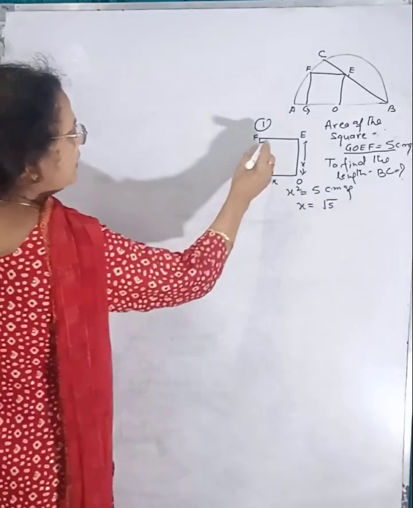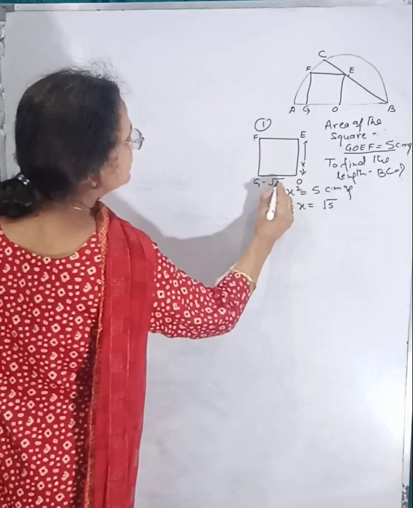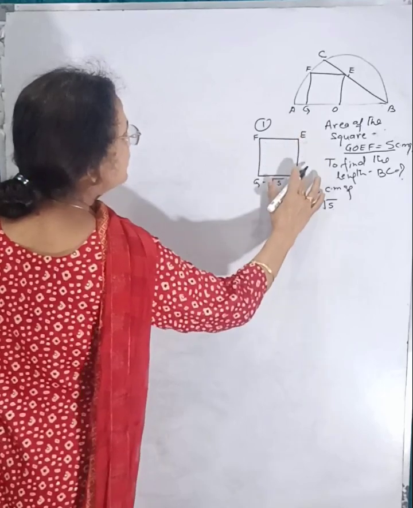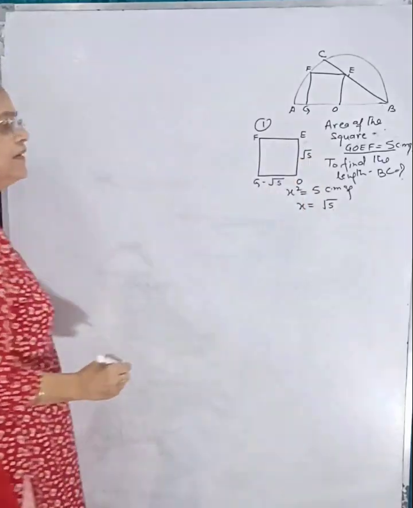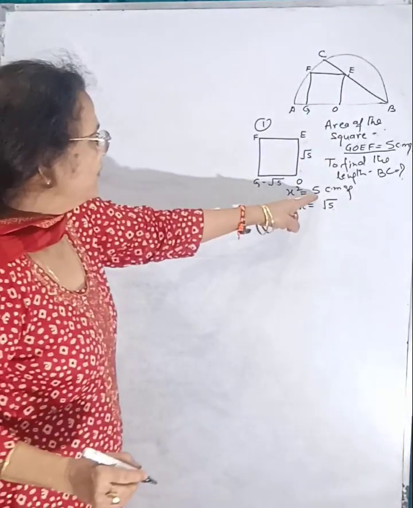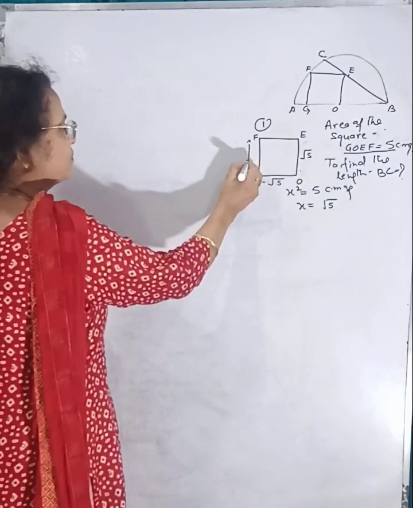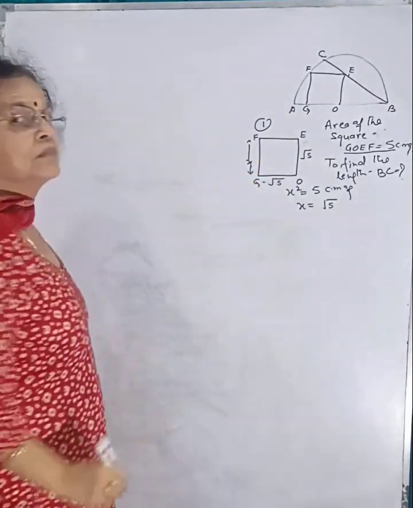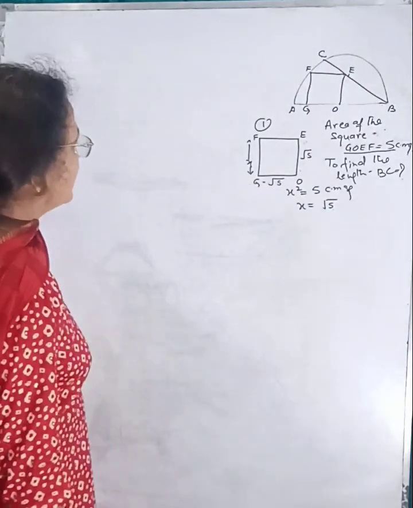This side will be equal to root of 5. This will also be root of 5, as the area is equal to 5 centimeter square. This we have considered as x.